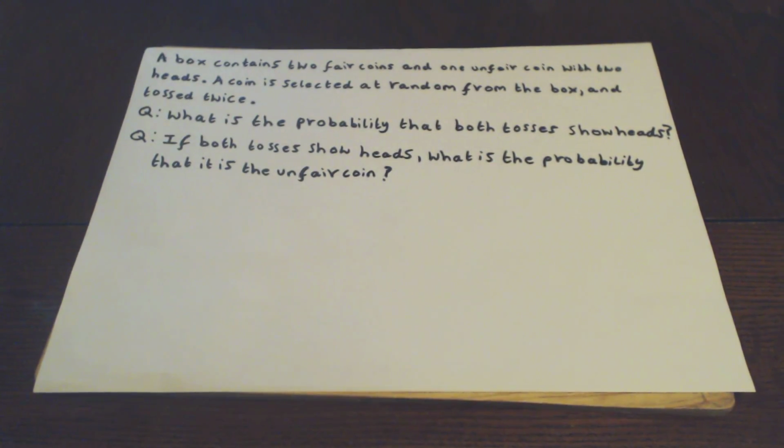So a box contains 2 fair coins and 1 unfair coin with 2 heads. A coin is selected at random from the box and tossed twice. What is the probability that both tosses show heads? If both tosses show heads, what is the probability that it is the unfair coin?